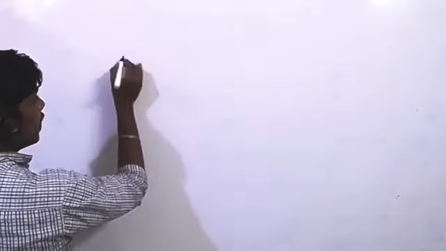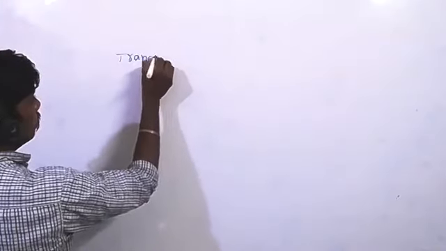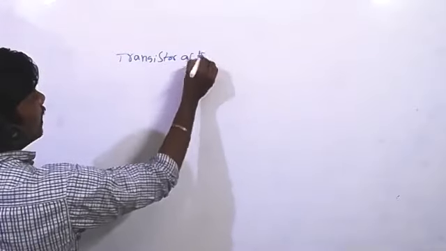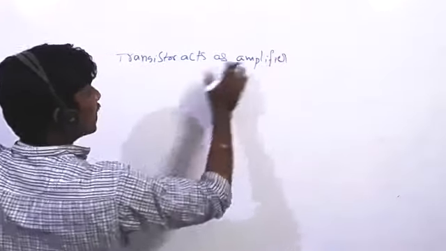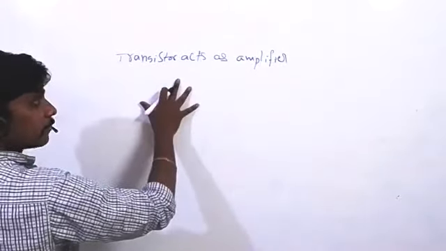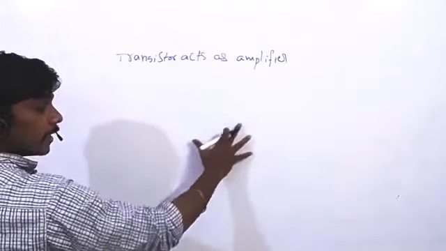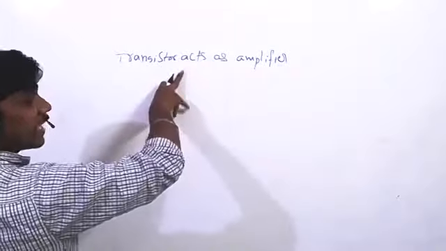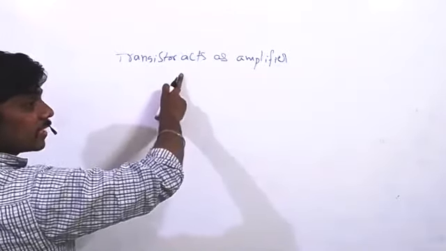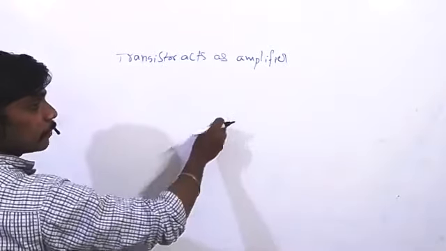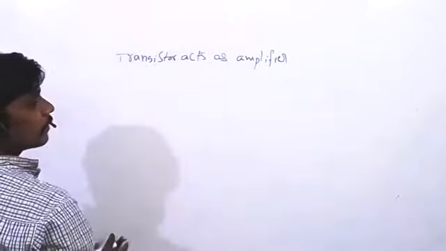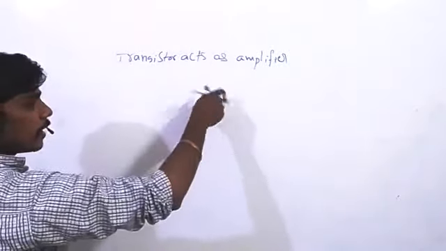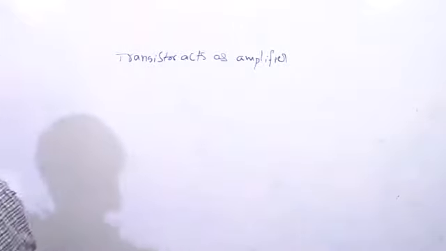Look at this. After the diagram means transistor acts as an amplifier. Here you should remember the circuit diagram very clearly. How to activate the transistor? If you want to activate the transistor, base emitter should be in forward bias, collector emitter should be in reverse bias. That we know, I explained. After the diagram, you have to explain what process is going on there.